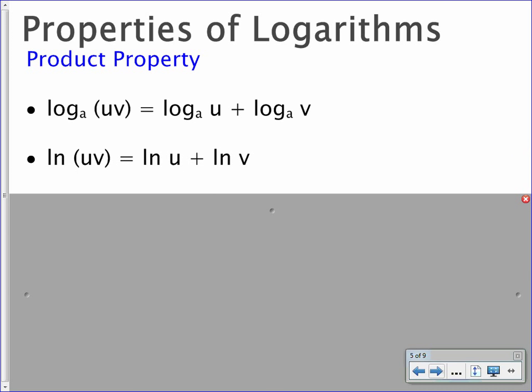It works for log base a, which includes the natural logarithm. Don't feel like you have to write both of them down because they mean the same thing, but you can if you need to.